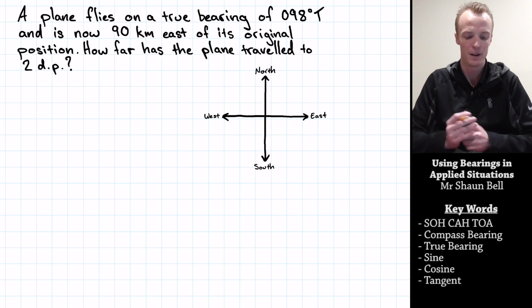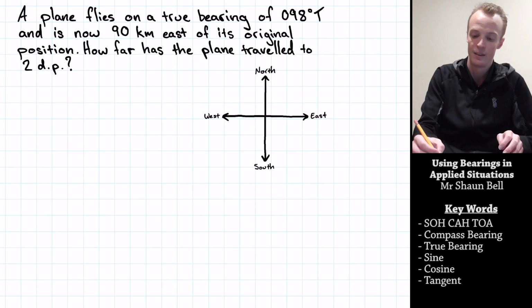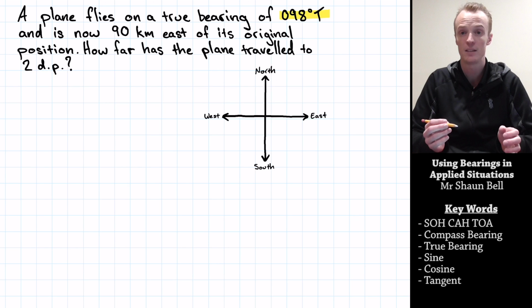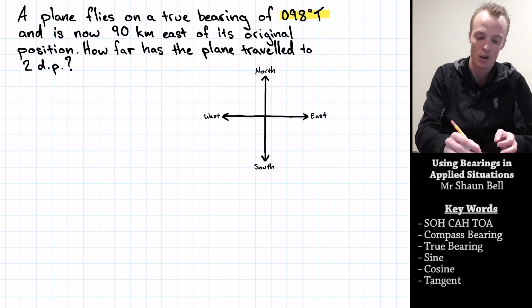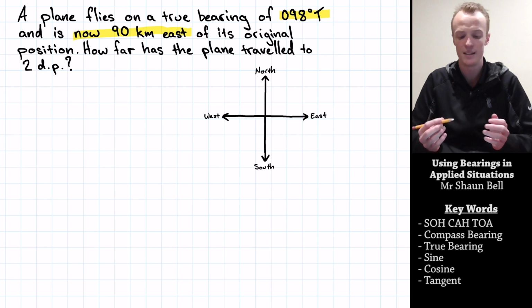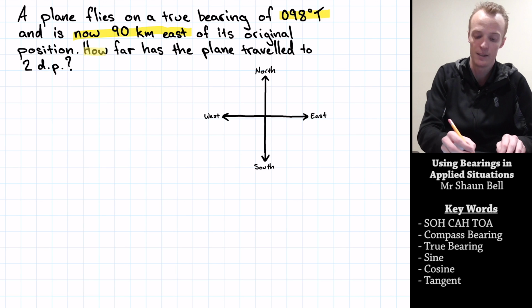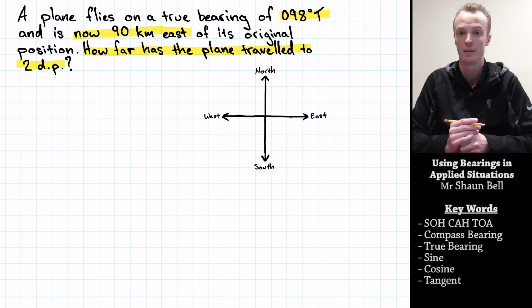So in this problem, let's read through it. A plane flies on a true bearing of 98 degrees true. This is important. And is now 90 kilometers east of its original position. So 90 kilometers east is what we need to know. How far has the plane travelled to 2 decimal places? This is all pretty important. We will use that once we've recorded our diagram.